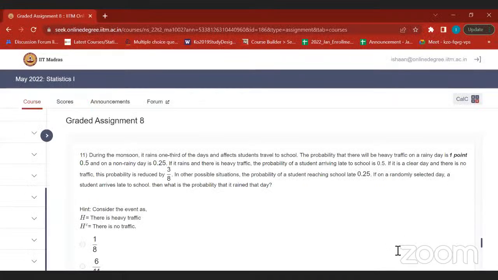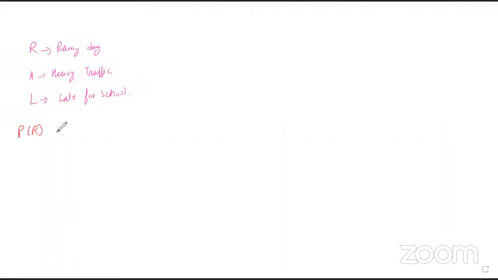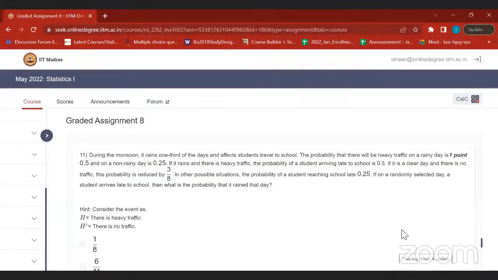Okay. So now what information were you able to grasp from the question? Sir, actually, at first line I read, it rains 1/3 of the days and affects students traveling to school. So I took the probability of raining as 1/3 at first. And then 2/3 will be clear. Yes sir, 1/3 will be rain and 2/3 will be clear. After that, I read there will be heavy traffic on a rainy day with probability 0.5.